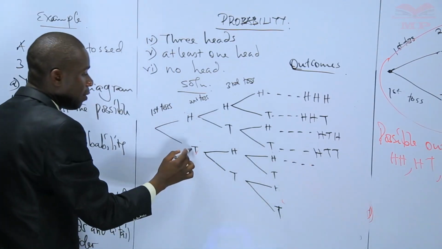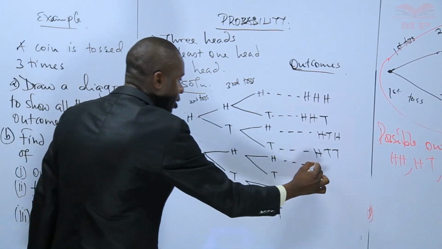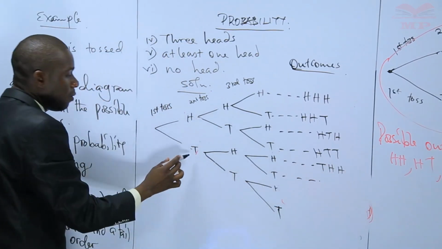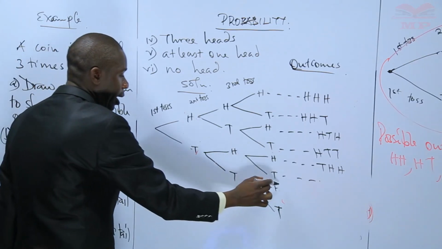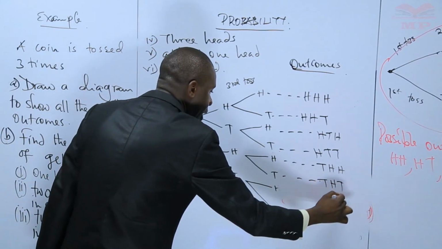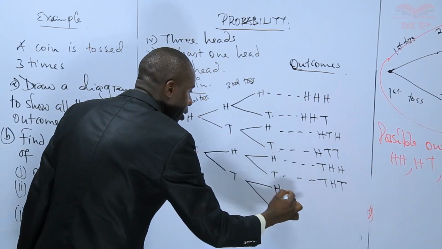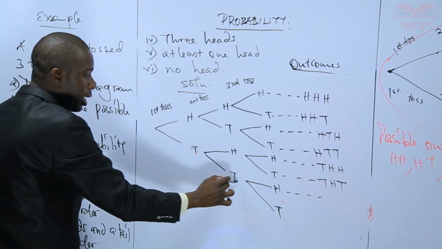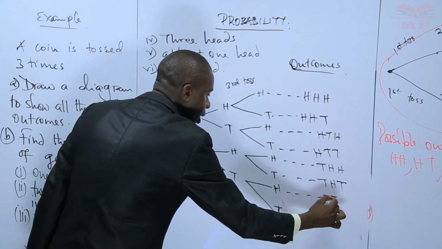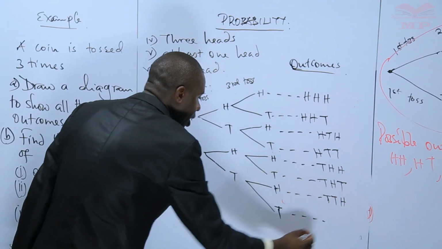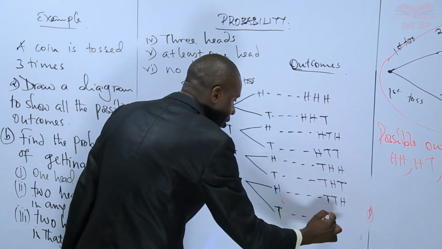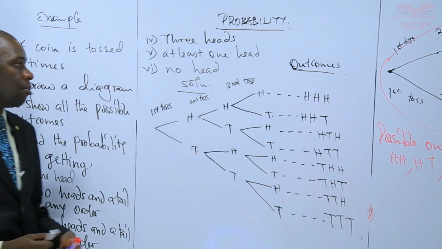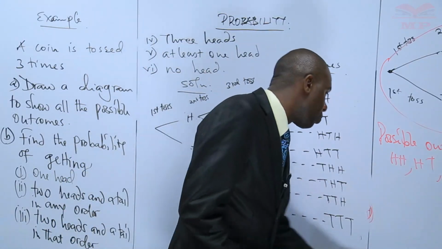Or we can have tail, head, head. Or we can have tail, head, tail. Or we can have tail, tail, head. Or lastly, we can have tail, tail, tail. So these are the possible outcomes that we can be talking of.